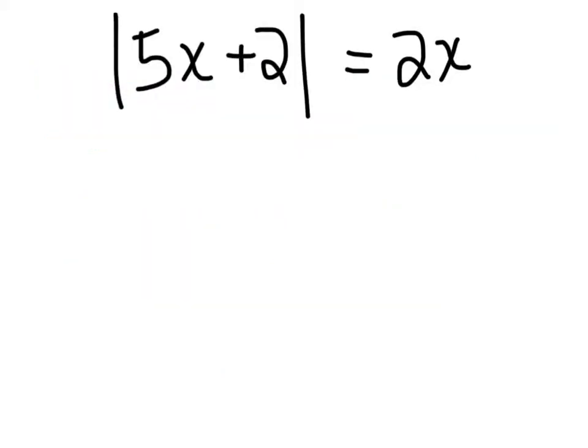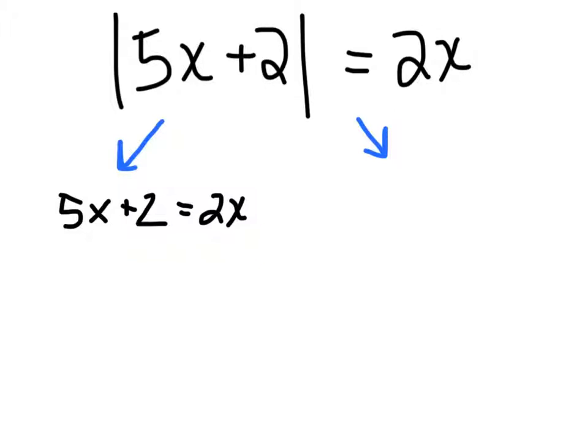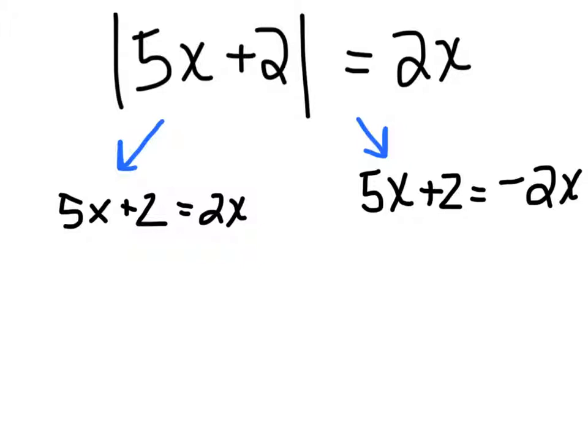In order to solve any absolute value equation, you need to set up two equations. The first, you set up just as normal, 5x plus 2 equals 2x. The second equation you set up has the inside of the absolute value symbol equal to the opposite of the thing on the other side. So in this case, it'll be negative 2x. And then you go ahead and solve each equation for x.